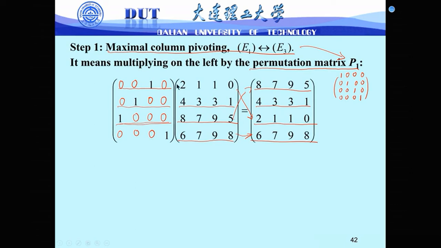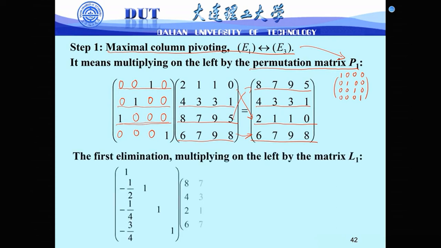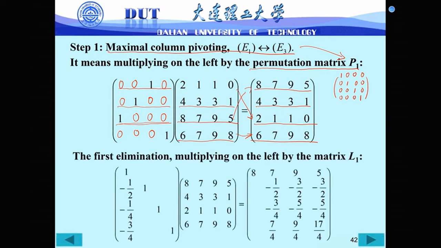It means we multiply A from the left side by the matrix P1. P1 is obtained just by performing the same interchange of rows, first row and third row, on the identity matrix. You will obtain P1. Are you clear? Actually, these are basic knowledge in linear algebra. I repeat it for you. I hope you can understand, right?